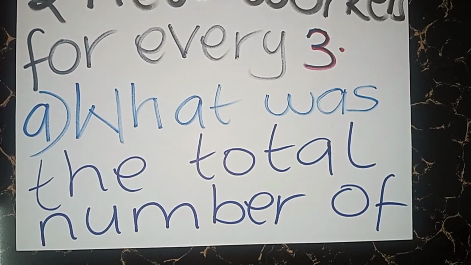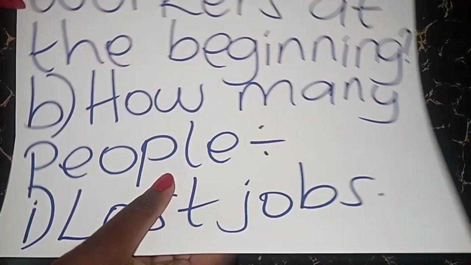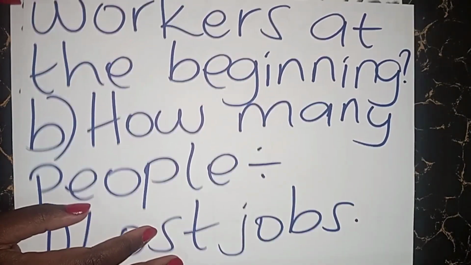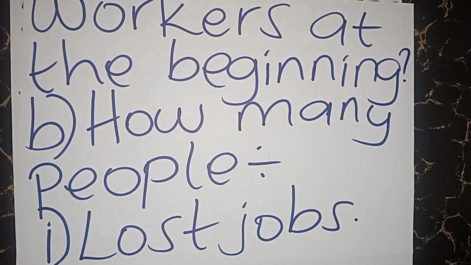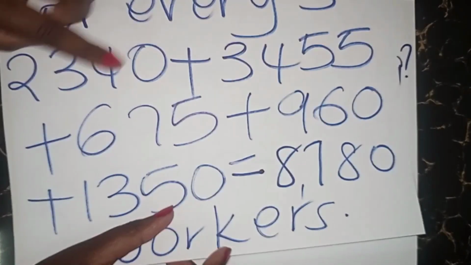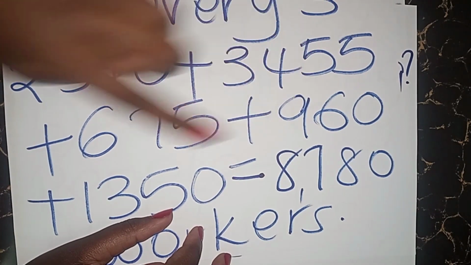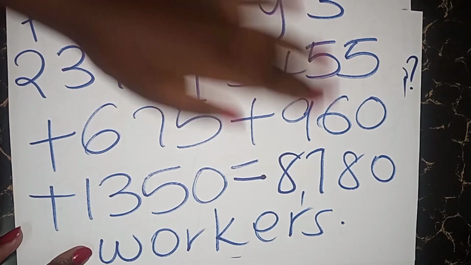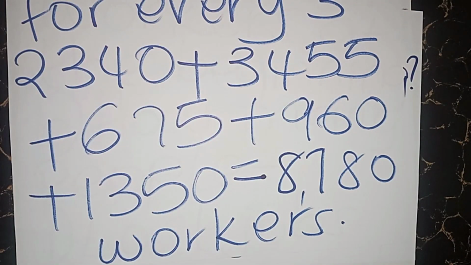Part A, what was the total number of workers at the beginning? Part A is asking us to calculate the total number of workers at the beginning, like the number of workers that were there previously before all the laying off and recruitment happened. So at the beginning, company A had this number of workers, company B, C, D, and E. When you add all of this, you get 8,780 workers.